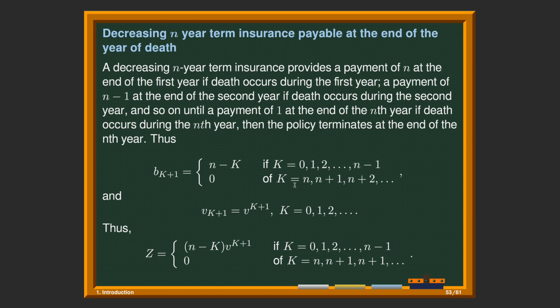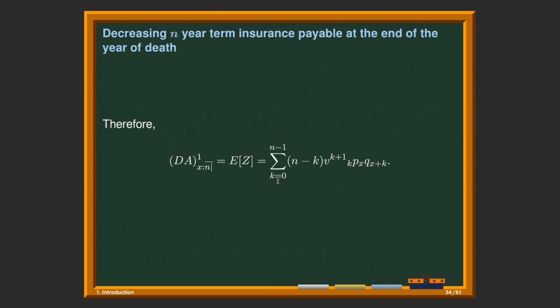N would be 0 if k is n, and plus 1, and plus 2, and so on. Again, let's take the discount factor to be v to the k plus 1 for any k. But then what we actually want is this, which takes the form of n minus k times v to the k plus 1 if k is 0, 1, 2, and so on until n minus 1. It would be 0 if k is n, n plus 1, n plus 2, and so on. Okay? And so this would be the representation for the net single premium, right?